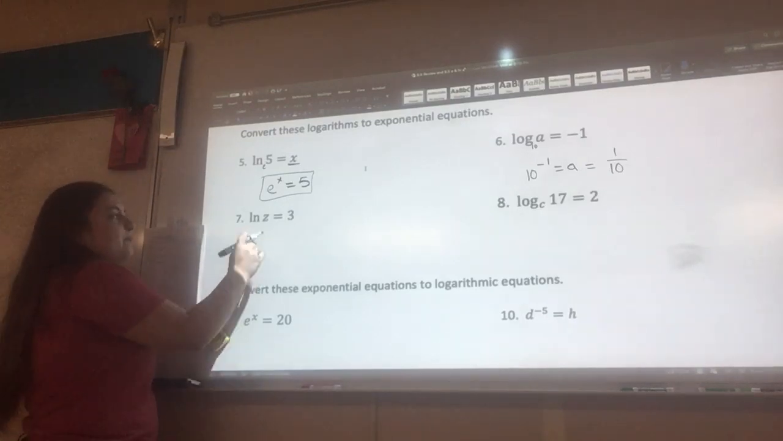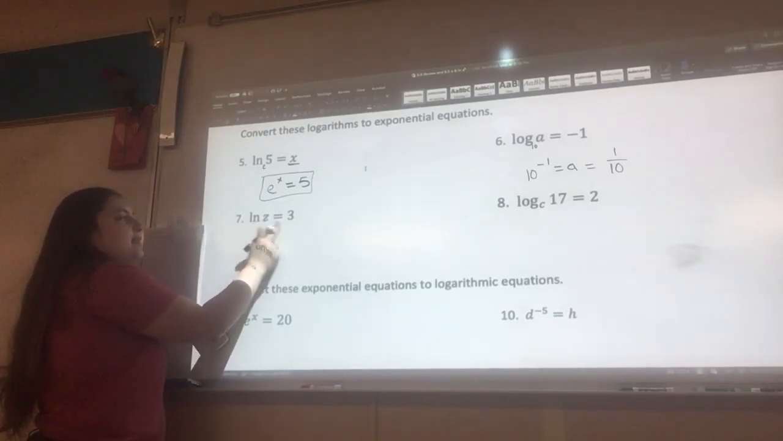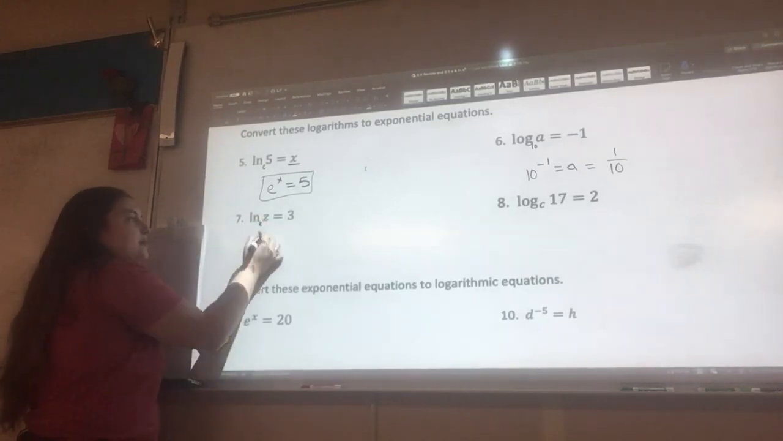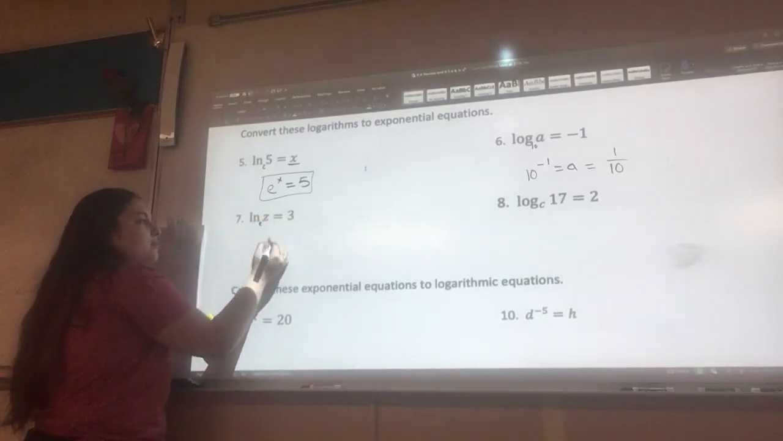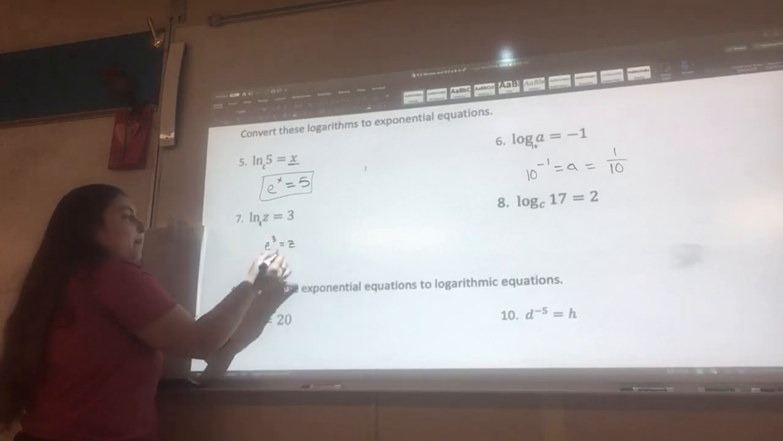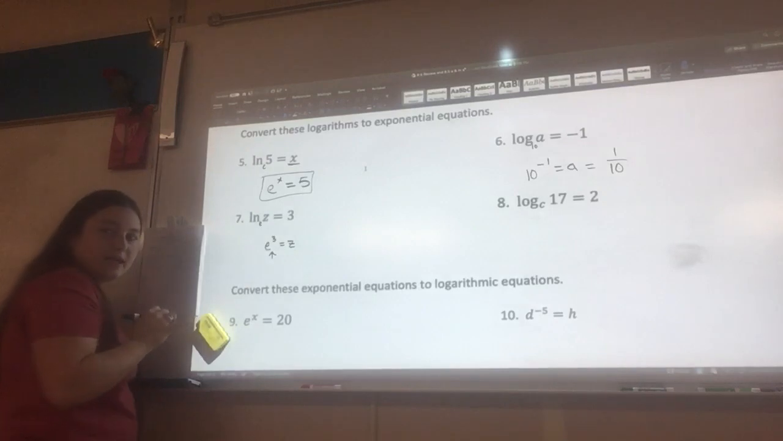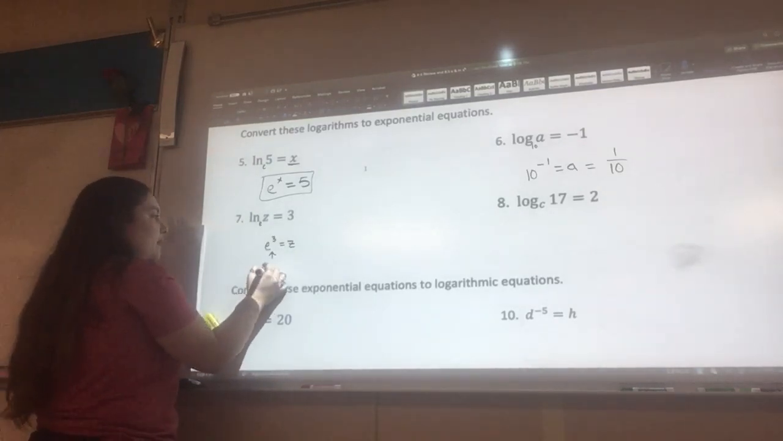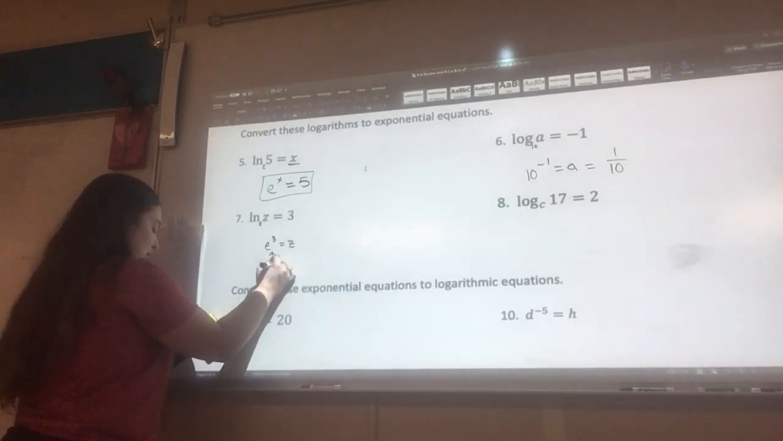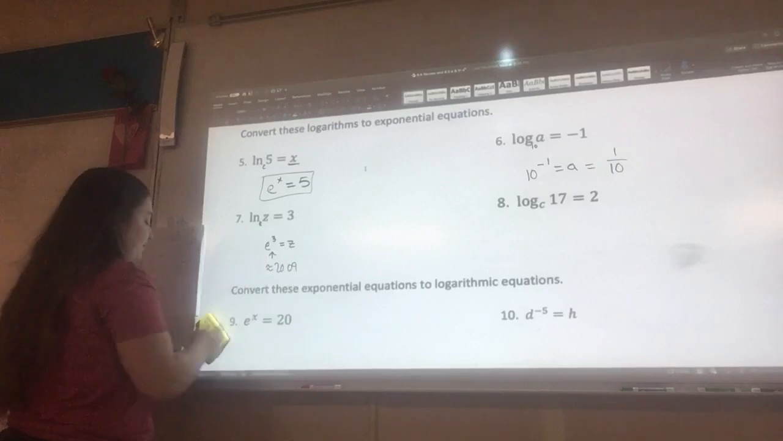On number 7, once again we have an ln z equals 3. We have a base of e. So to transform it, we take e to the third, and we know it equals z. You can plug this in your calculator now. If you plug in e to the 3, you should get approximately 20.09.